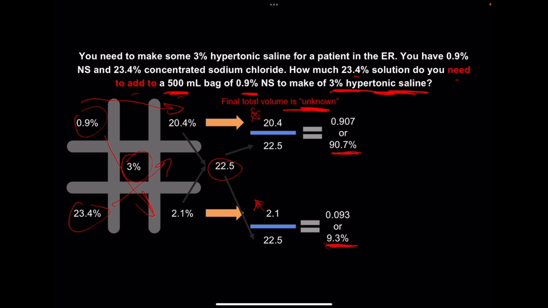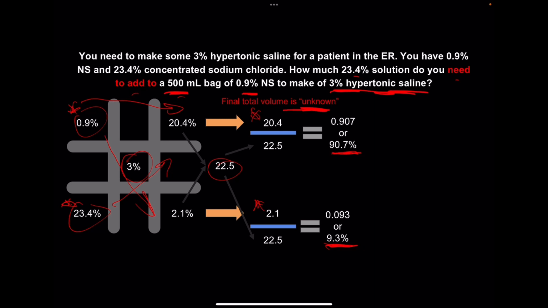So whatever the final volume is, we know that 90.7% of that final volume is going to be 0.9%. Alternatively, 9.3% of the final volume, whatever that final volume is going to be, is the 23.4%.